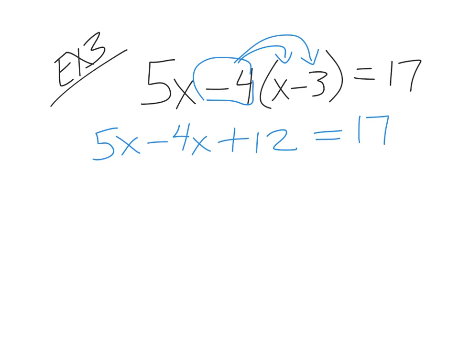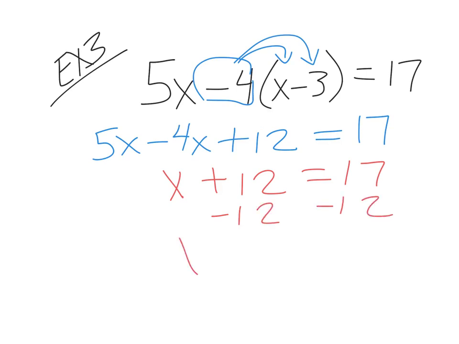Now we combine like terms. What's 5x minus 4x? 1x. Do I have to put a 1 in front of that? No, it can just be x. So then all I have left to do is get rid of the 12. Minus 12: 17 minus 12 should be 5.